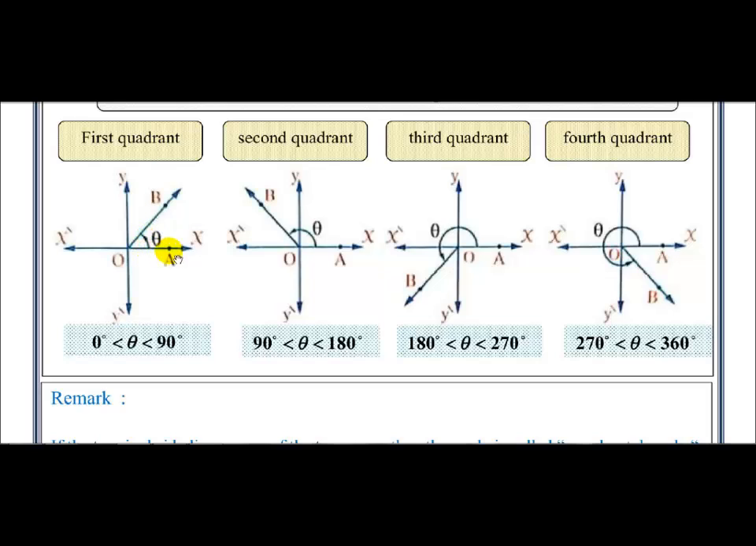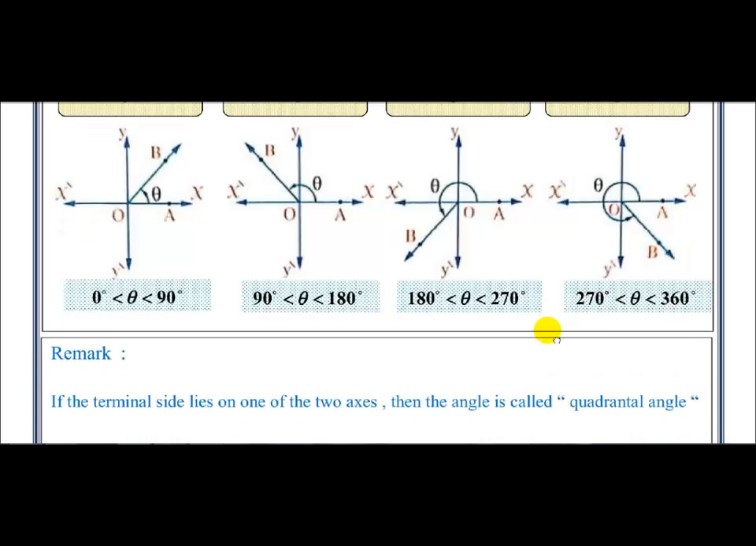Here theta is greater than 0, smaller than 90. Here theta, the measure of this angle, is greater than 90 but smaller than 180. Here theta is greater than 180 and smaller than 270. Here it is greater than 270 and smaller than 360.